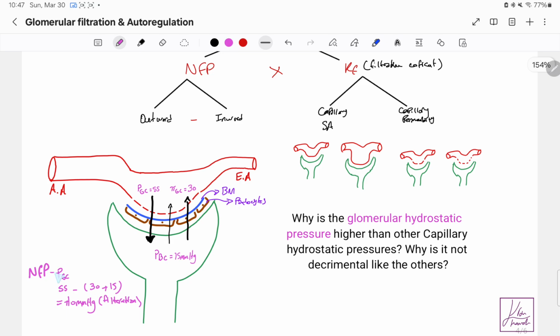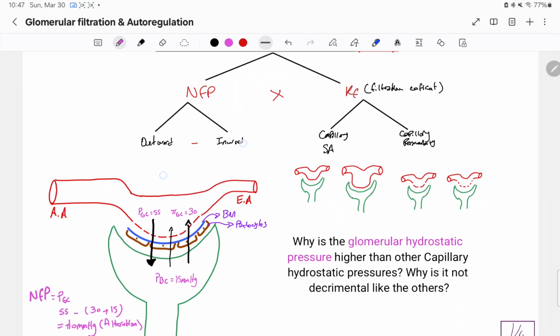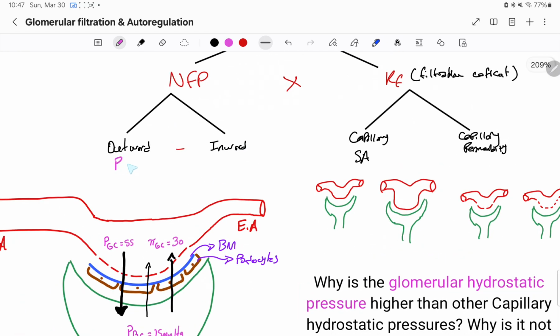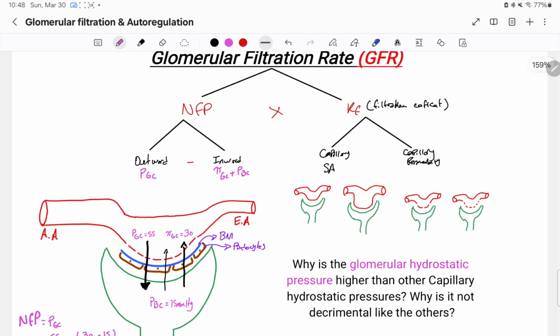Boom. That's the net filtration pressure right there. All right, so the outward stuff is going to be the hydrostatic pressure of the glomerular capillaries, whereas the inward stuff, guys, is going to be the osmotic pressure of the glomerular capillaries plus the hydrostatic pressure of the Bowman capsule.